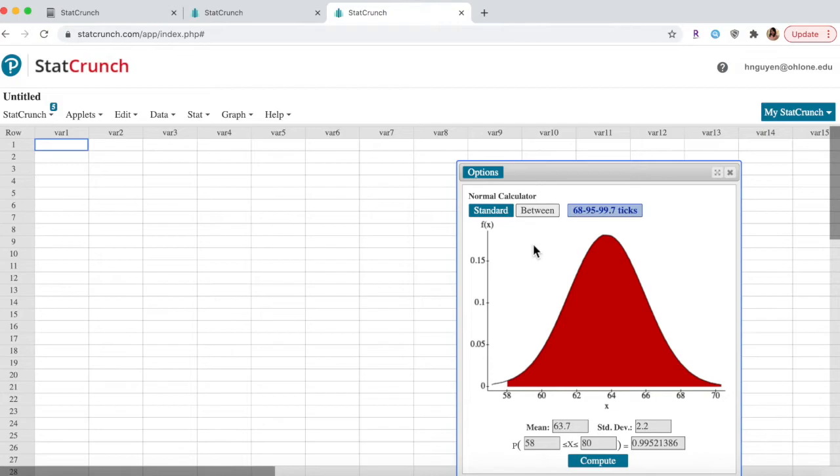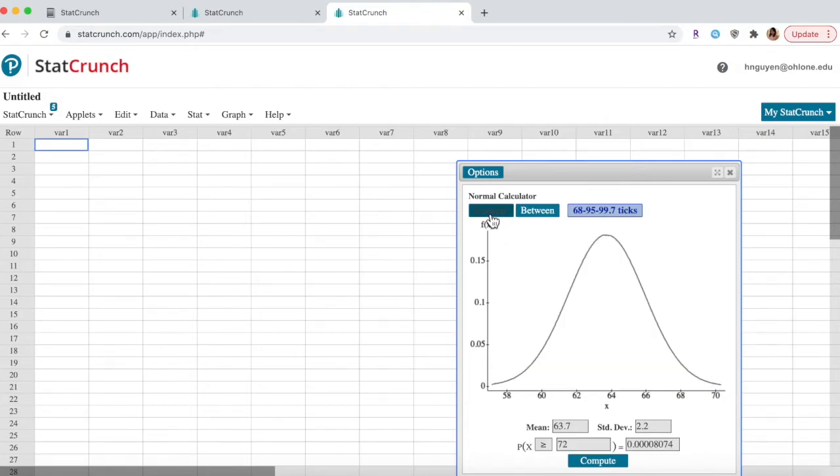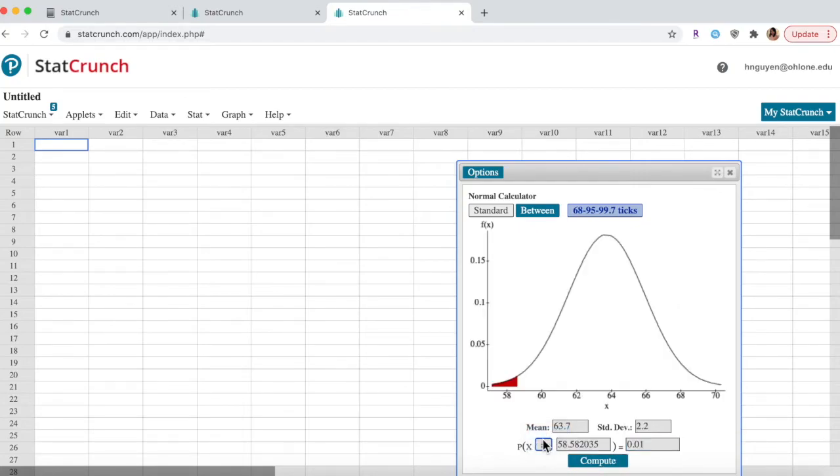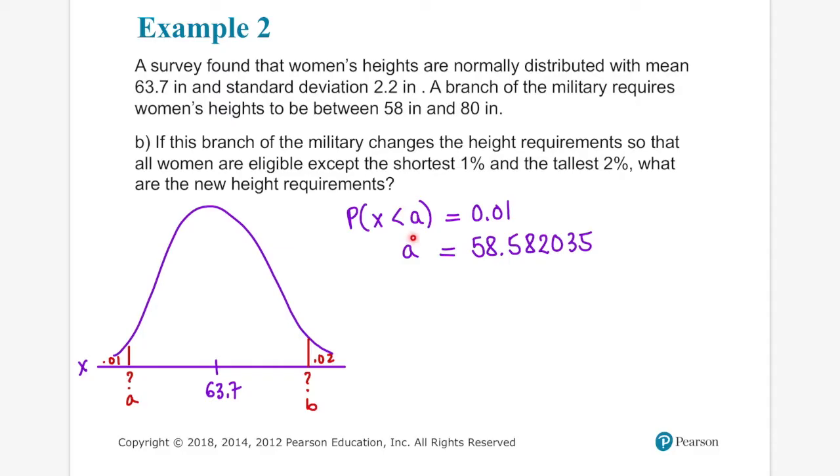For question B, I'm going to go back to the standard mode. My mean and my standard deviation are the same. My probability is 0.01. I want to change this into less than, and this is my A. This A represents the height of a woman, and in here they only use 1 decimal place. I'm going to round this to 1 decimal place as well.